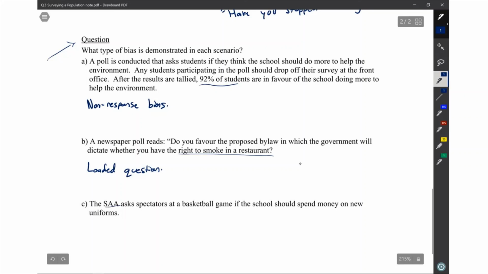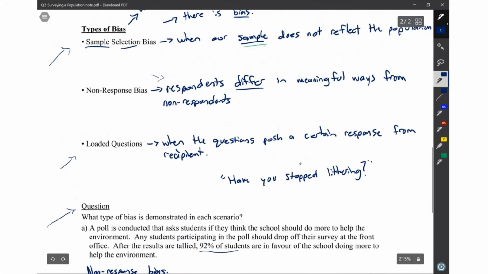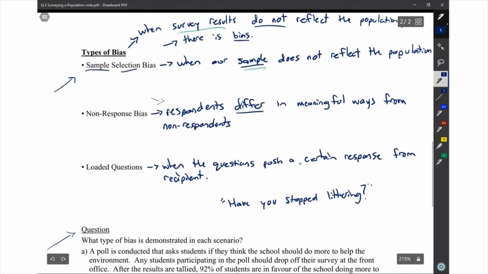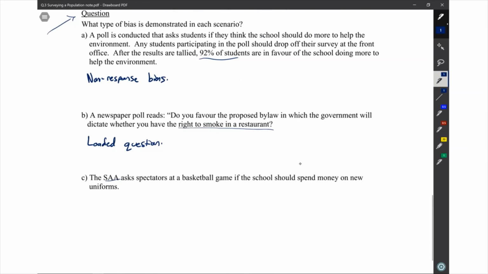And finally, the SAA asks spectators at a basketball game if the school should spend money on new uniforms. Well, here what we're looking at is sample selection bias, and I'm not surprised by that. So when our sample does not reflect the population. In this case, so I'll just write that down, sample selection bias. We can identify it here because we're asking if the school should spend money.